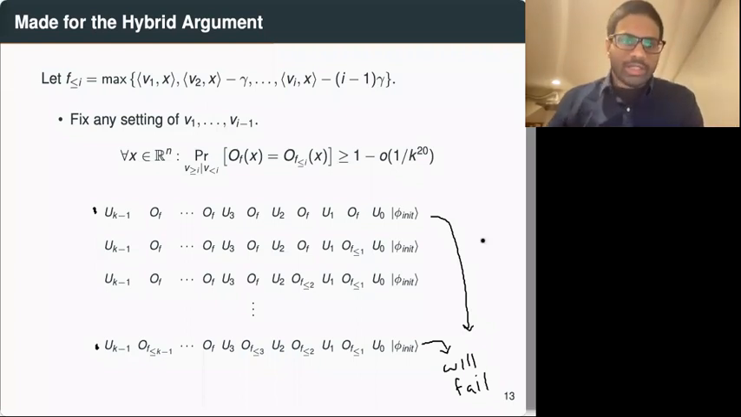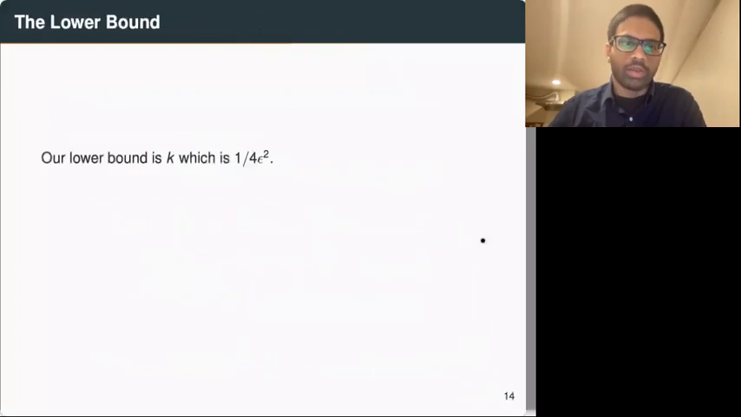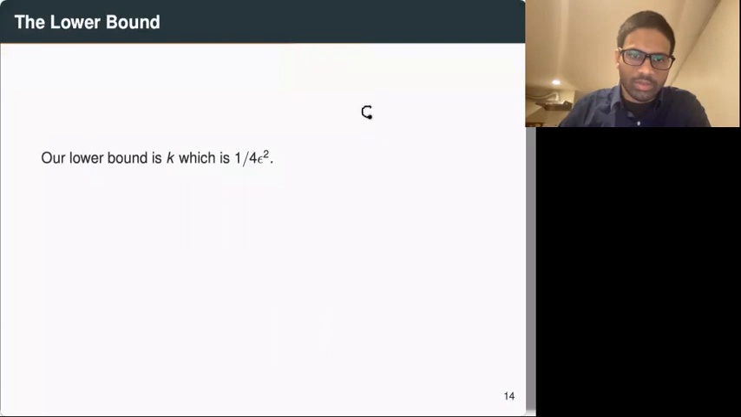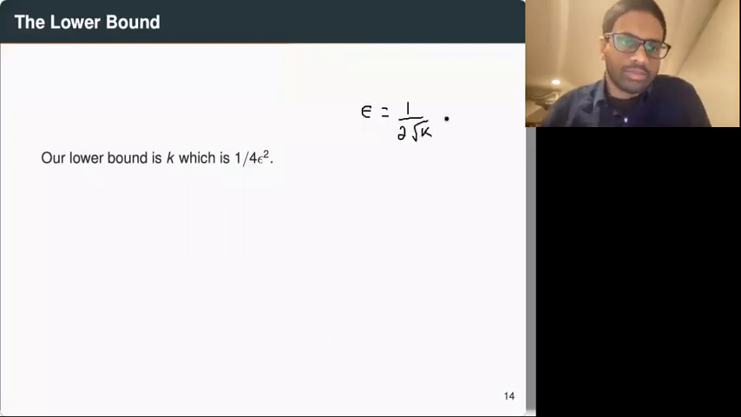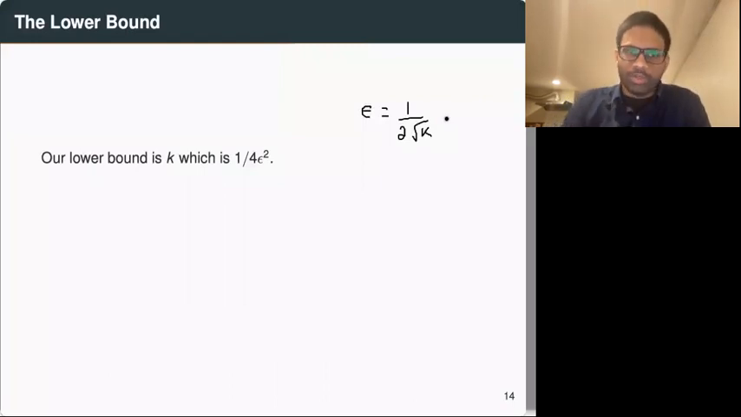So that's basically the lower bound now. You need k queries. This proves that no k-1 query algorithm can succeed on a random setting of v1 to vk. And so we have a lower bound of k. And since epsilon was set to 1 by 2 square root k, that means that k is 1 by 4 epsilon square. We could improve that constant 4 to anything larger than 1.